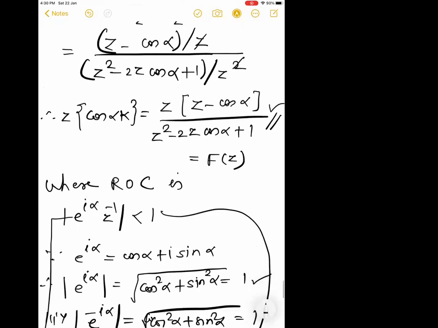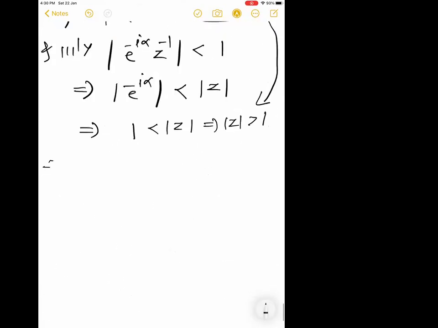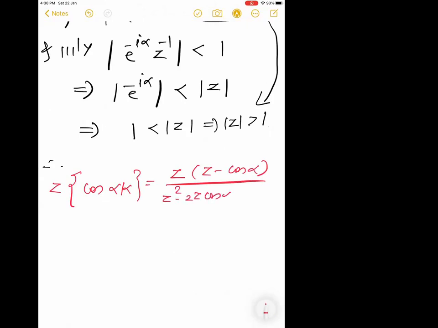Final answer. So lastly, therefore, this is the last form which you can remember. Z transform of cos of alpha k is equal to z into bracket z minus cos alpha, upon z square minus 2z cos alpha plus 1, with region of convergence as modulus of z greater than 1. This is only for the causal sequence. Okay? Are you following or not?